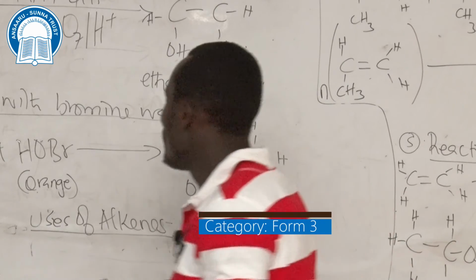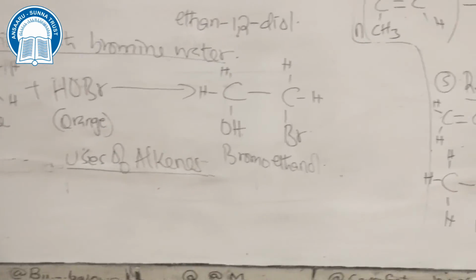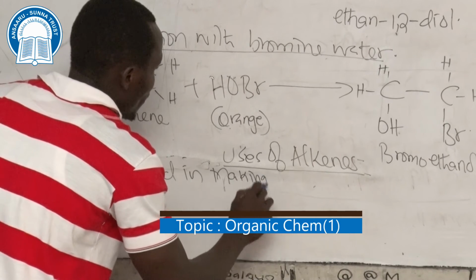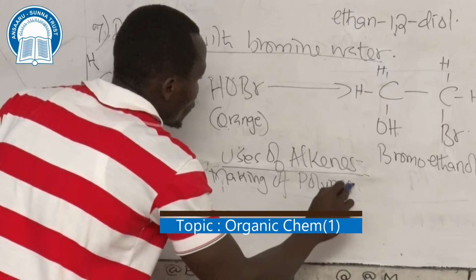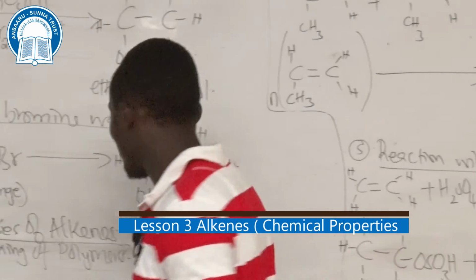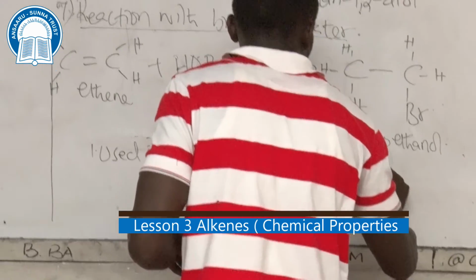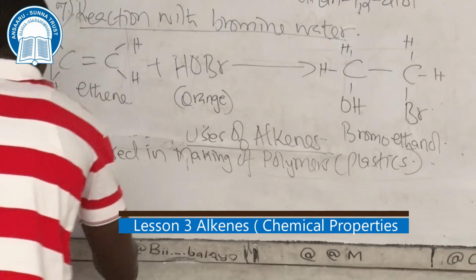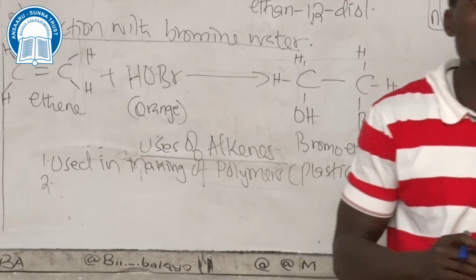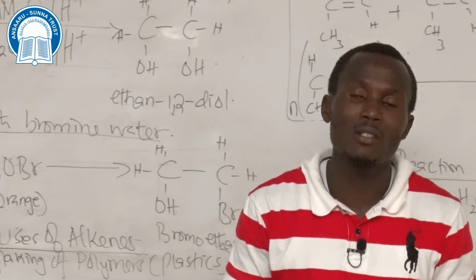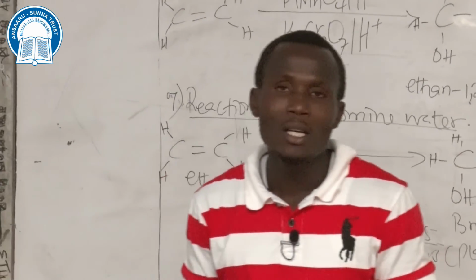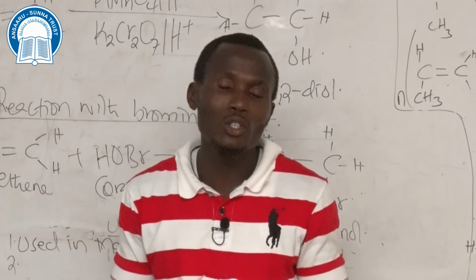So one use is in the making of polymers, into plastics. We have the second use. Ethene is used in the ripening of fruits, like mangoes, bananas, and maybe tomatoes.